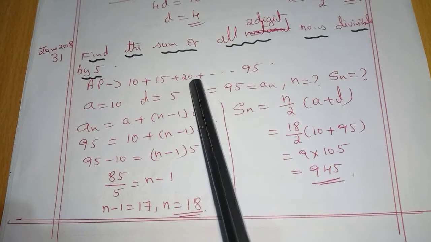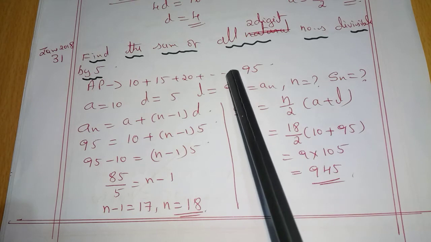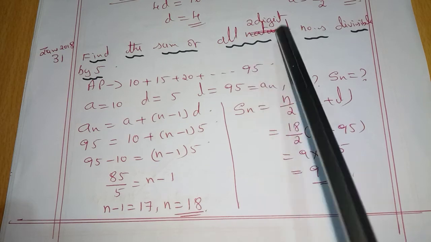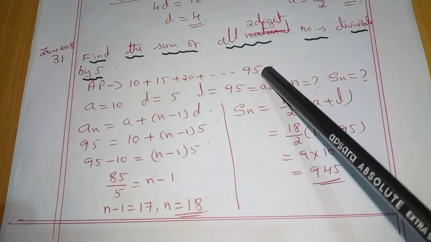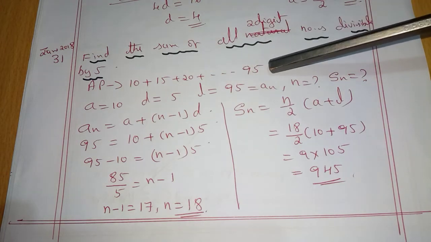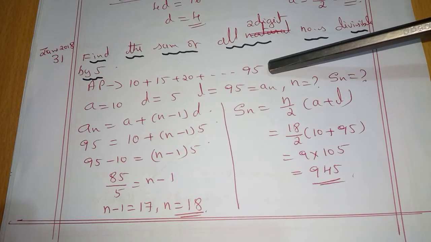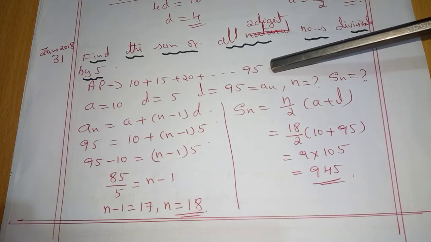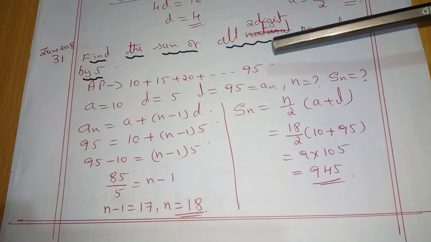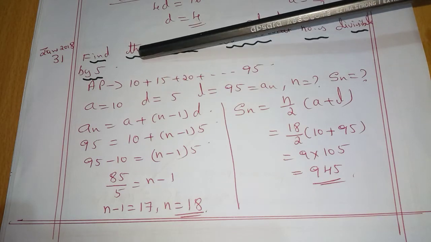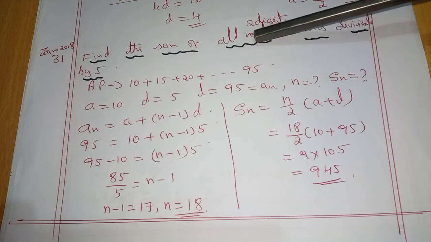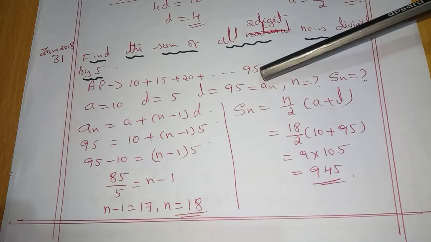Next 15, 20, then 5 20s are 100. 100 has 3 digits, it cannot be considered. Previous to 100 is how much? 95. So 10, 15, 20, and so on up to how much? 95. Can you easily identify A, D, nth term? Yes, right. A is equal to 10, D is equal to 5. An as well as last term is 95.